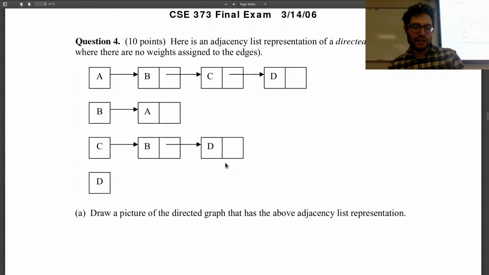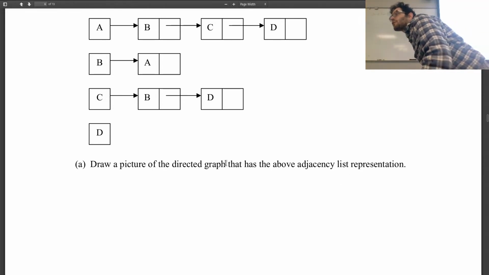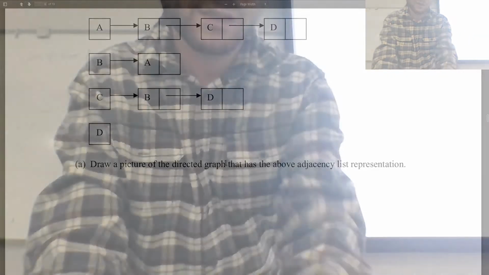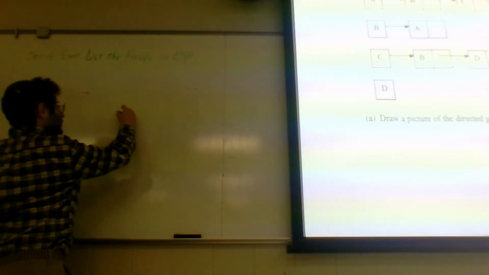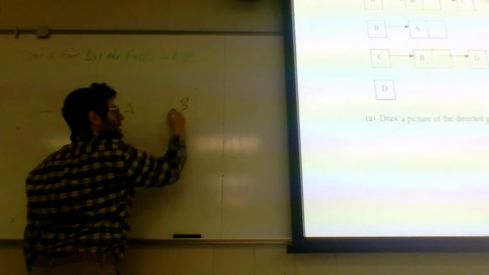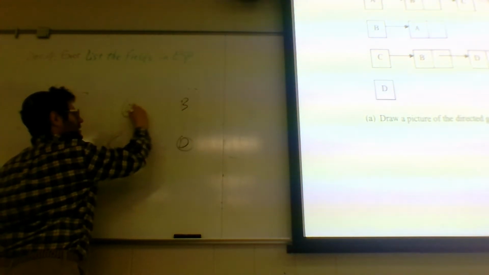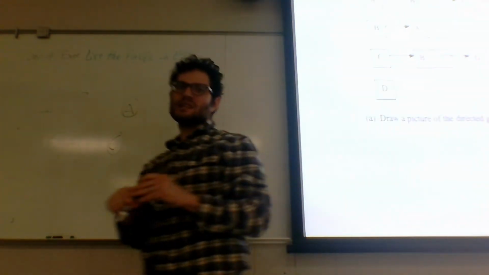Here's an adjacency list representation of a directed graph. No, an unweighted directed graph. There's no weights assigned to each of these edges. Draw a picture of the graph that has the above adjacency list. Not something we really had to do before, so let's go ahead and do that. So we know there's 4 nodes, A, B, C, and D. How do I know there's 4 nodes? Because the list is a list of 4 nodes, right? A, B, C, and D.